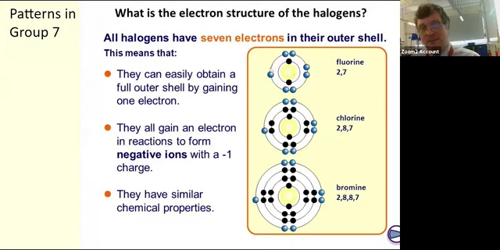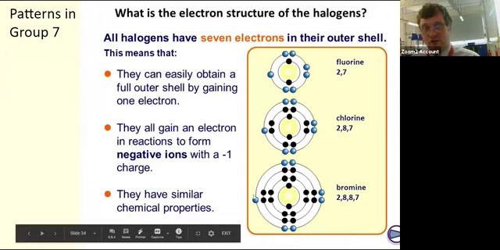This gap here is close to the nucleus. This gap here is a bit further away from the nucleus. This gap here where an electron is going to go is even further away. And again, you can see the shielding. So here we've got 2 electrons shielding. Here we've got 4 electrons shielding.